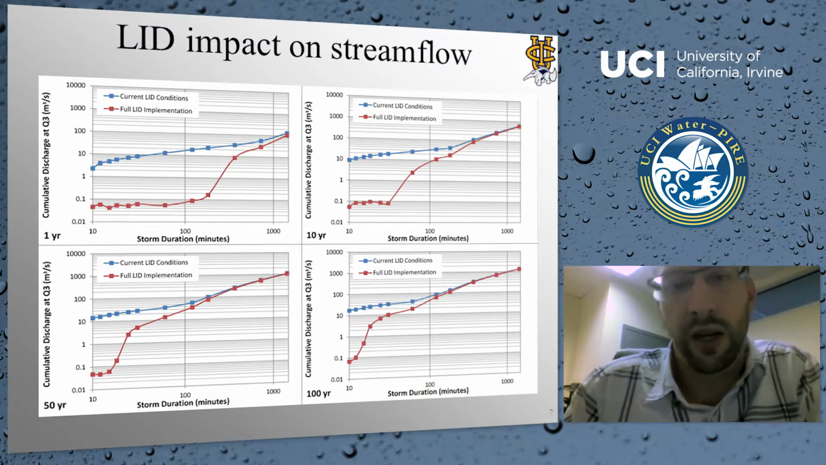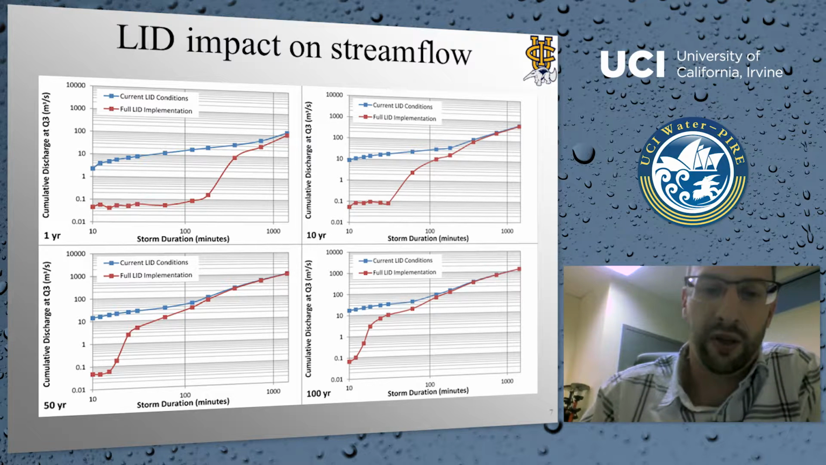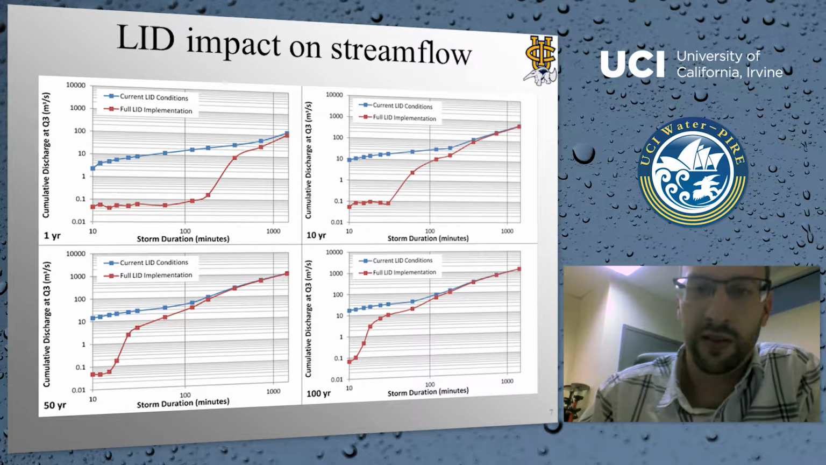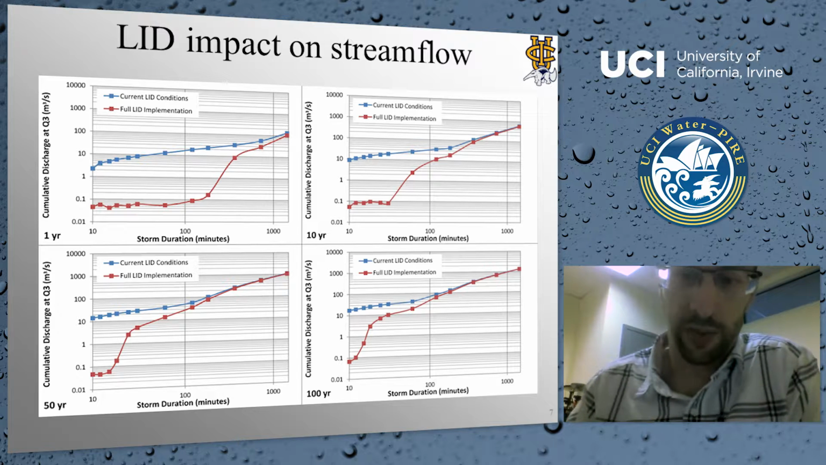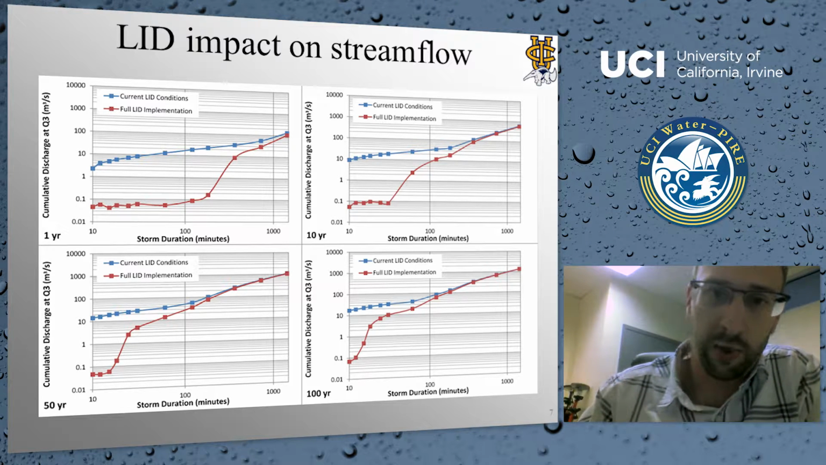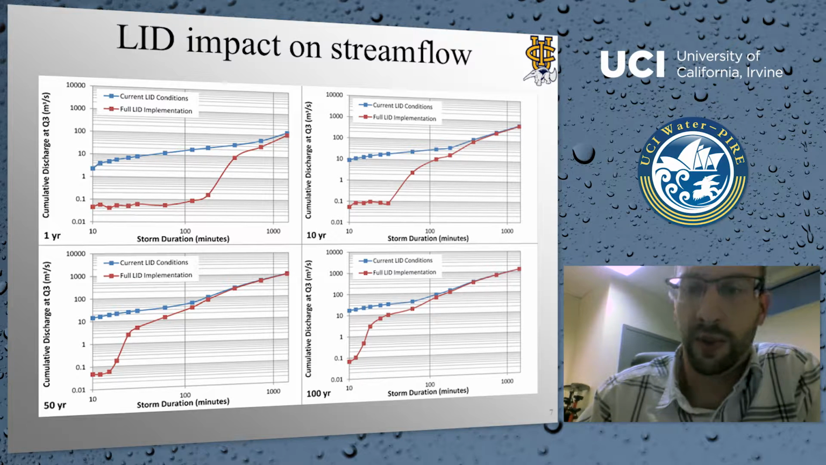All right, so how do LIDs impact the stream flow in our Stringybark Creek catchment? This is a plot that's somewhat similar to the plot that Matt showed earlier. Here I'm plotting, for the downstream end of the catchment, the cumulative discharge for 4 different events with different return periods: the 1-year, the 10-year, the 50-year, and the 100-year return period events. The blue line shows the current LID conditions within the catchment, whereas the red line shows the cumulative discharge during a full implementation of LID systems in the catchment.